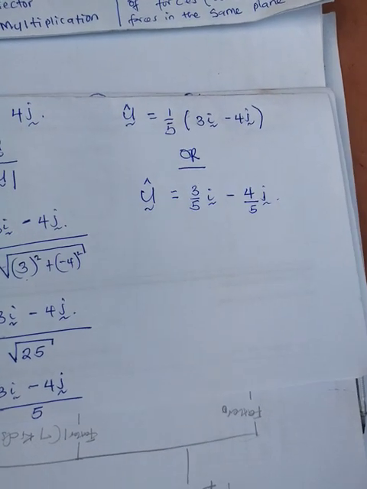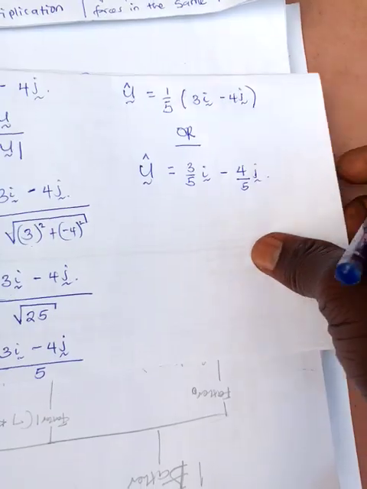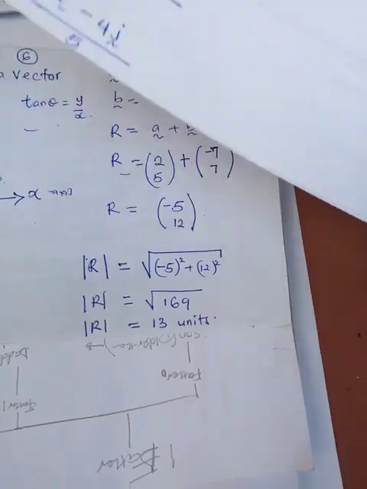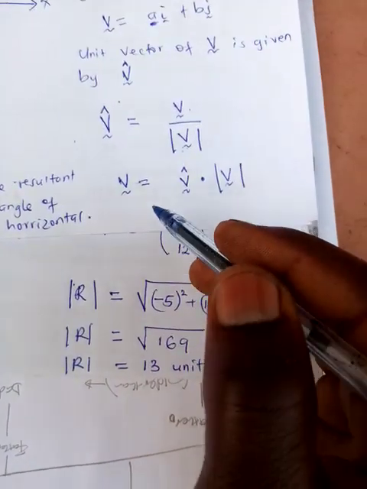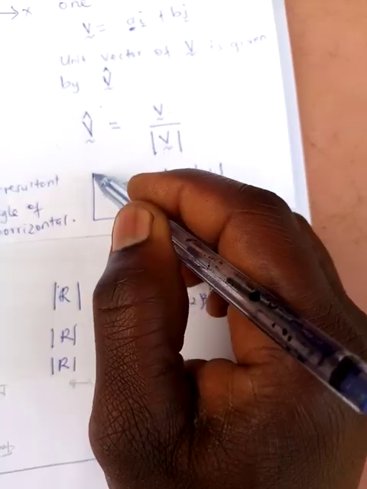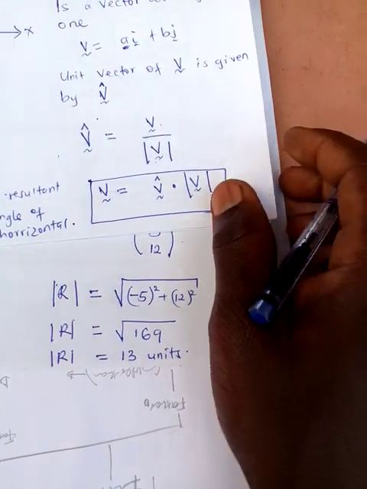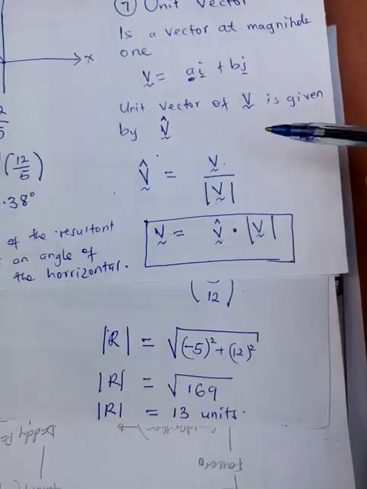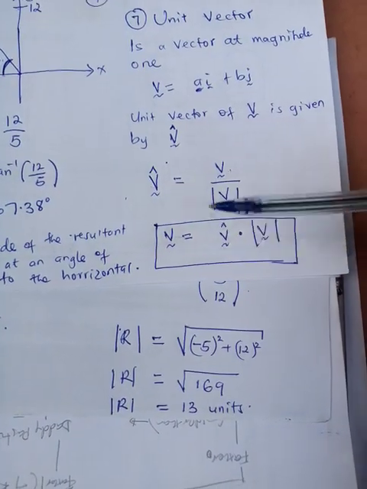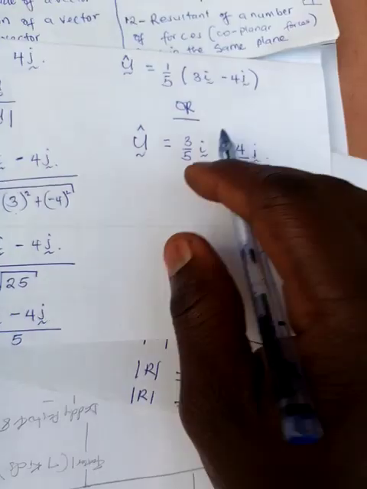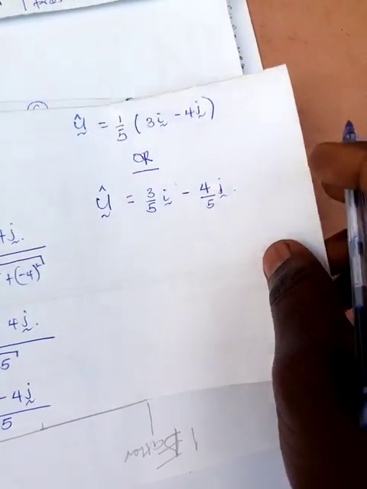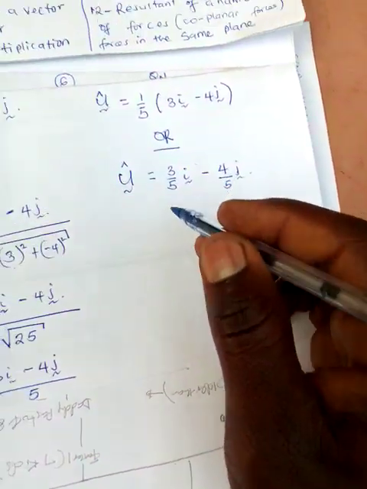Now we are going to look at the application of this, from this unit vector, how to get unit vector. Now this one is usually set in the form of this.